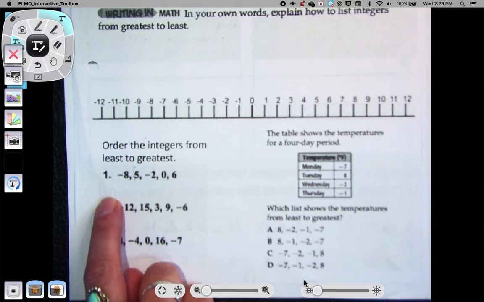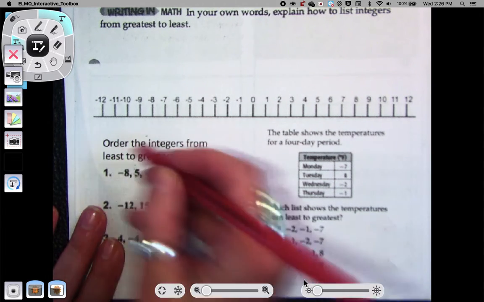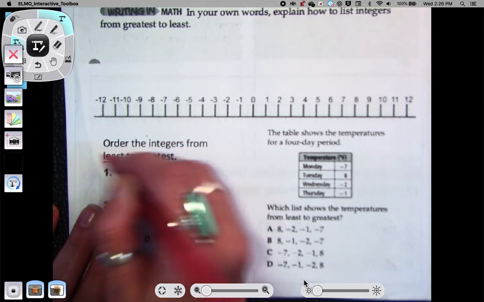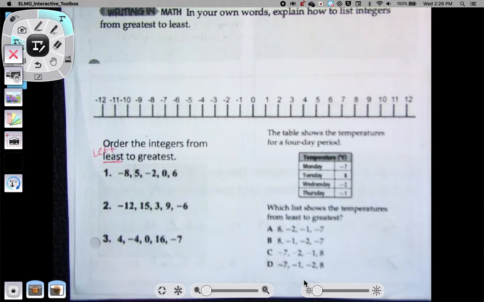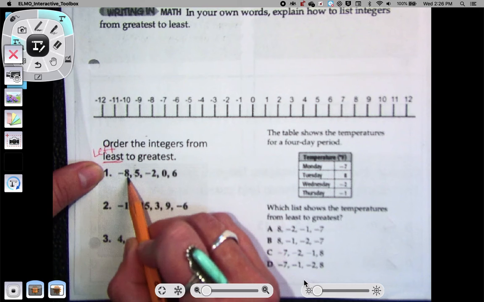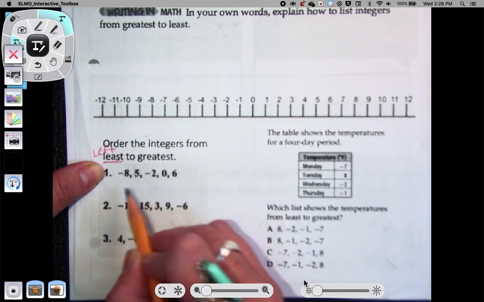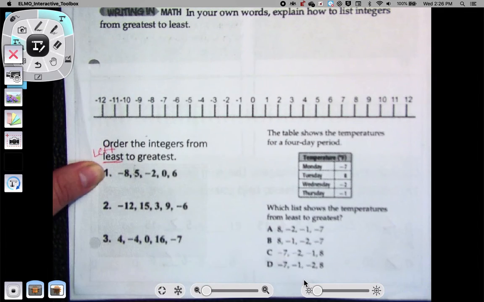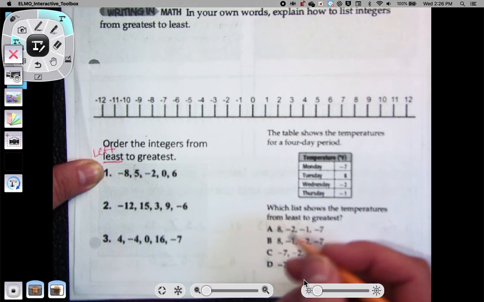Here on number 1, the directions ask us to order the integers from least to greatest. So that means I'm going to start with the number on the left and go to the right. So what I do is I take each number and mark it on a number line. Now, if the directions were to plot these integers, that's when we would draw the dot. But since we're using the number line as a tool, you could either put your X's above or below the number line like Mr. J did.